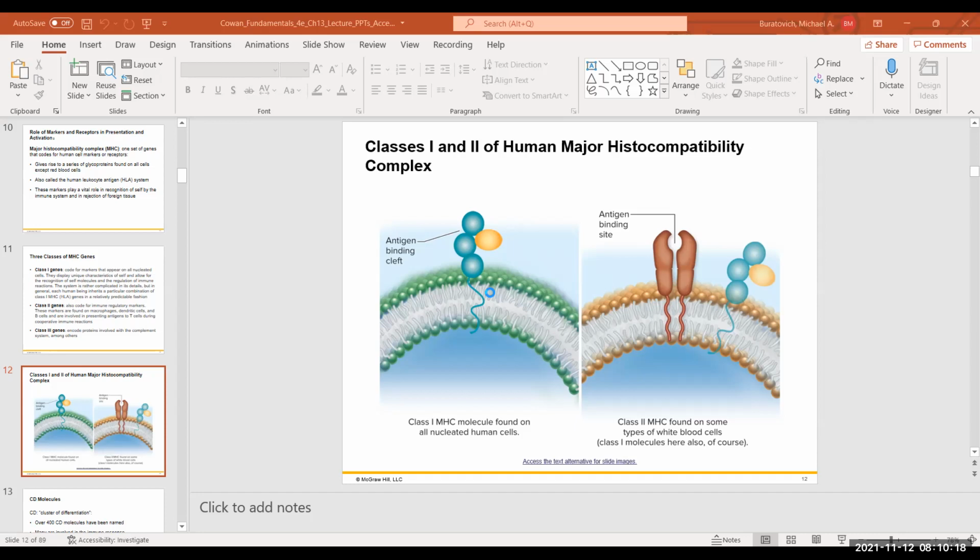Regulatory T cells secrete cytokines that downregulate the immune response. So don't get it in your head that all cytokines activate the immune response. No, cytokines regulate the immune response. Some upregulate it, some downregulate it, and some turn it this way or that way. They regulate the immune response.